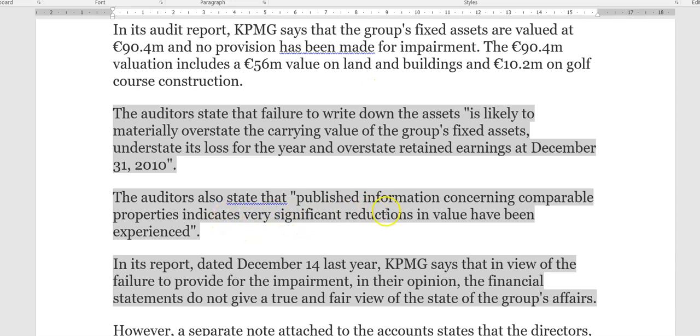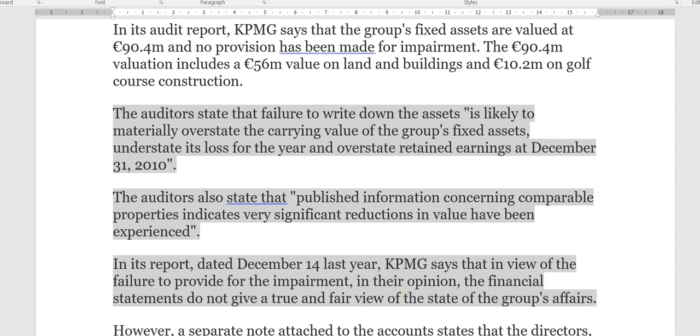And the auditors said published information on comparable properties indicates very significant reductions. So therefore, in view of the failure to provide for the impairment, KPMG, in their opinion, said the financial statements do not give a true and fair view. So that's an example of an adverse audit report.